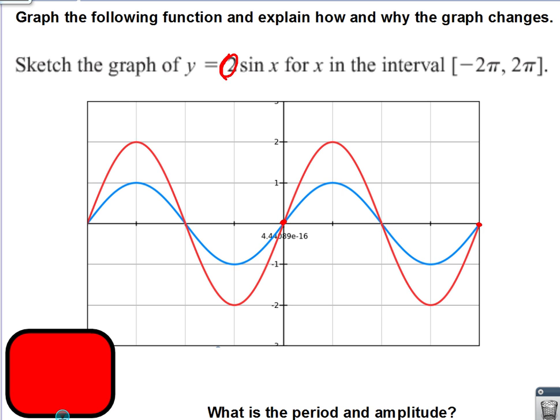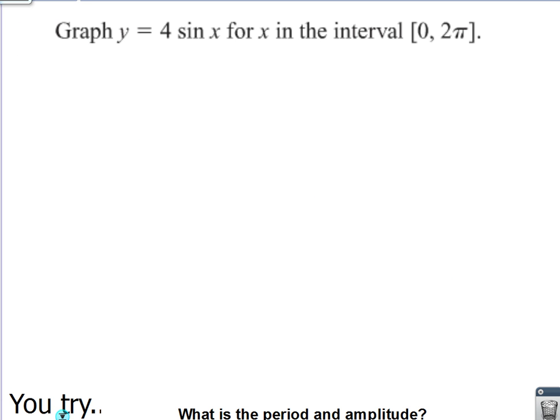Okay. Moving on. Graph y equals 4 times sine x. I don't have this one graphed, but let's just talk about what it would do. Would it change the domain? No. Would it change the range? Yes. What would be your new range? -4 to +4. Good. Would it change the period? No. Would it change the amplitude? Yes, and your new amplitude would be 4.